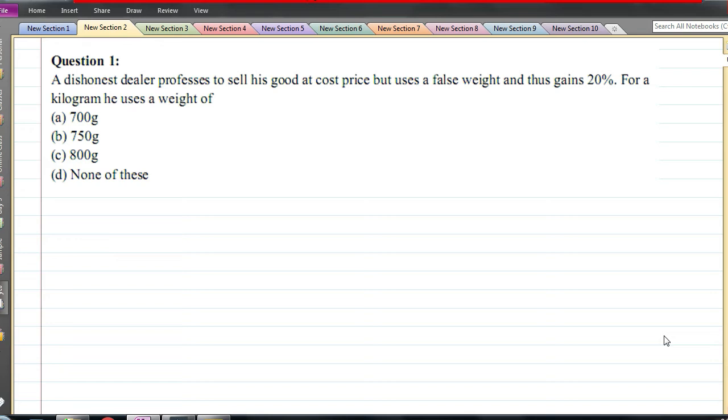Now let us see our first question. A dishonest dealer professes to sell his goods at cost price but uses false weight and thus gains 20%. For a kilogram, he uses weight of. So here they have given how much he is going to gain, but then you have to find what is a false weight he is using or how much he is actually selling.